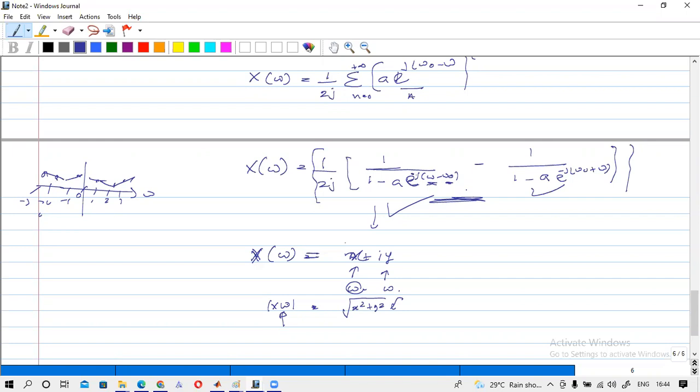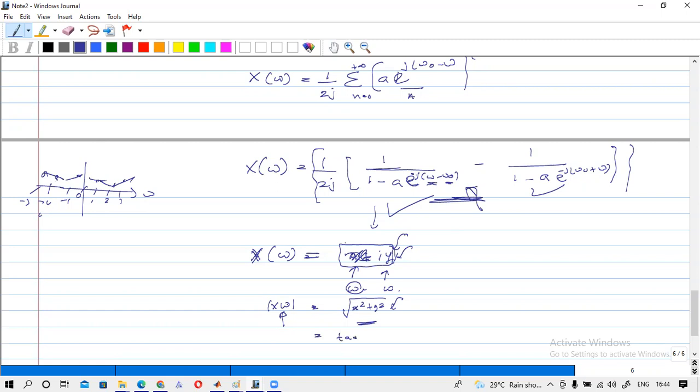I think this kind of complex number can be converted to this. In A-level mathematics we have done these things. Any complex number we can convert to its standard form, x plus iy form. Then you can find the magnitude, and also you can find the phase here.